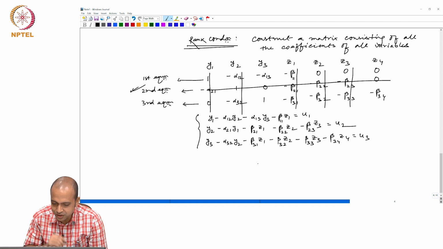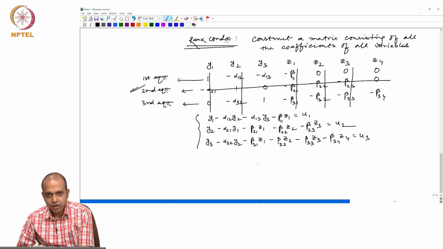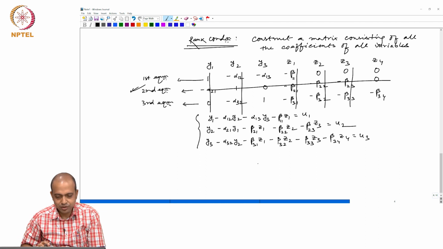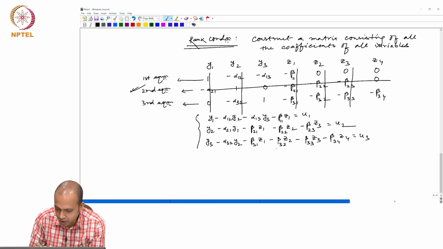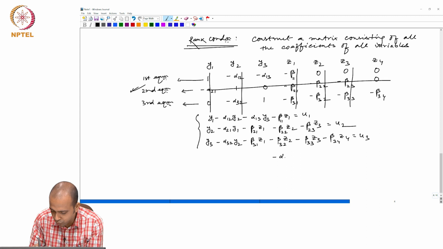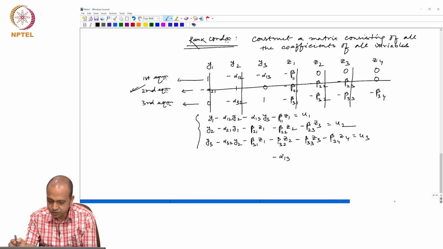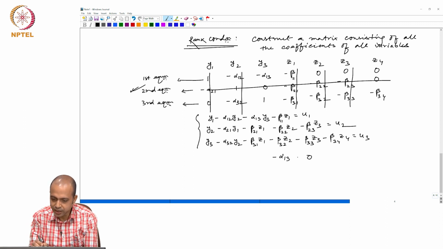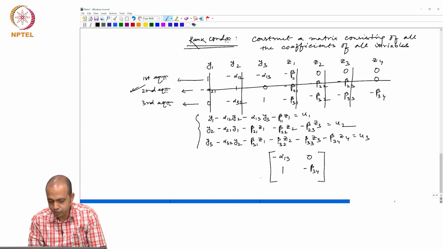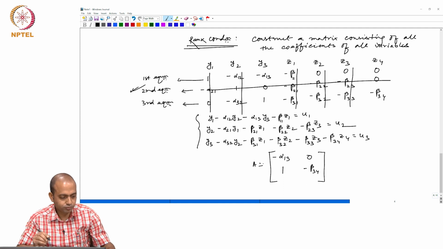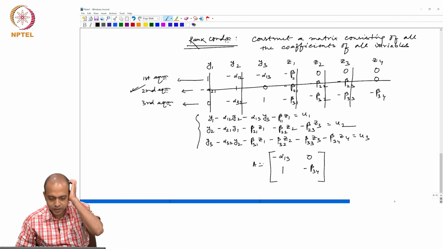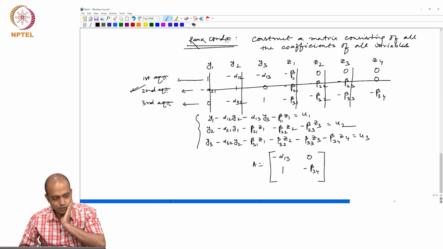Now after this we have to see what are the elements left. So I will have a matrix of alpha 1 3, see this is not crossed out, then I have 0 here, then I have 1 here, and I have minus beta 3 4 here. This is the matrix I got after crossing. Let us say this is A. So minus alpha 1 3, 0, 1, minus beta 3.